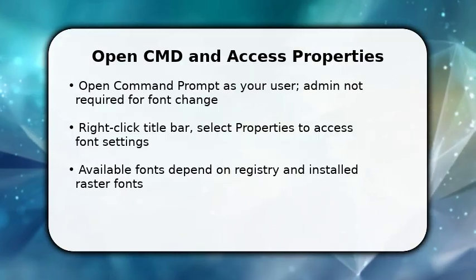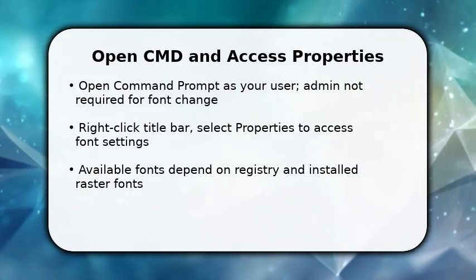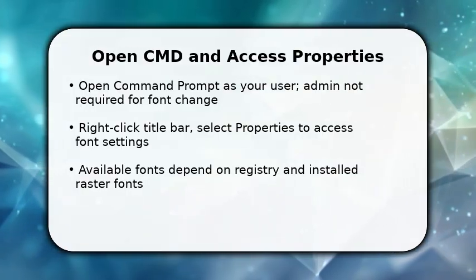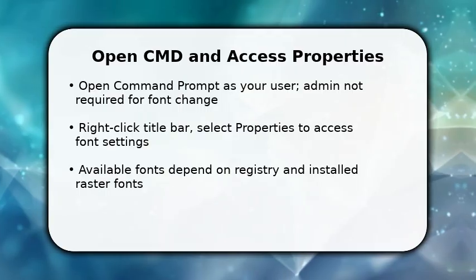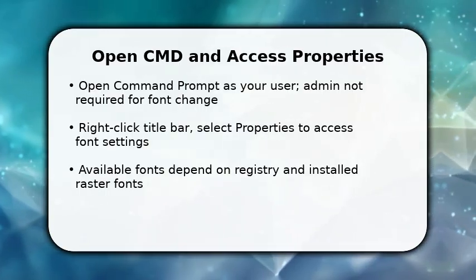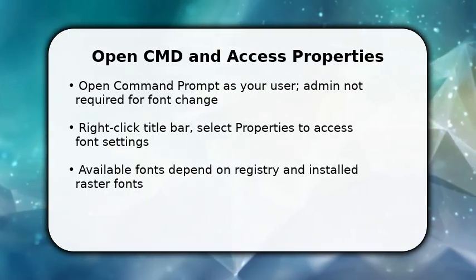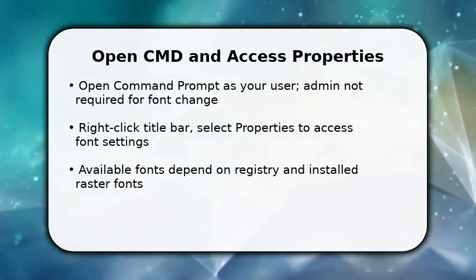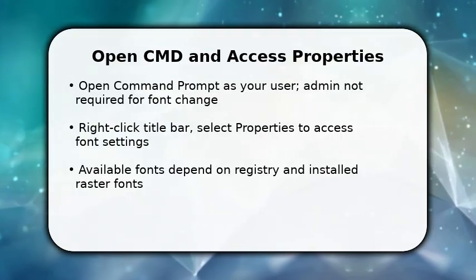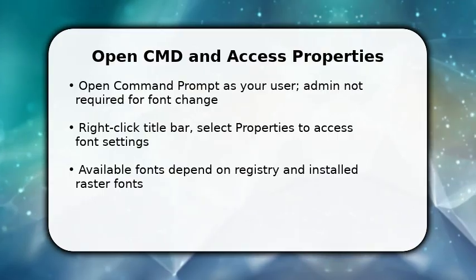You start by opening the command prompt window you plan to change. Right-click the title bar and choose Properties to jump straight to the settings that control appearance. Once done, make sure to note that available fonts are limited to raster or TrueType options registered for the console. This explains why some system fonts won't appear.